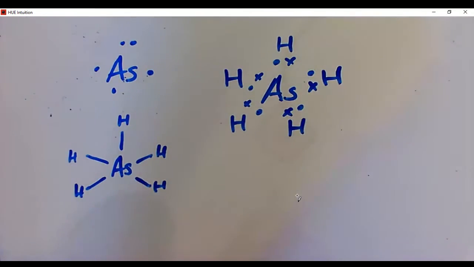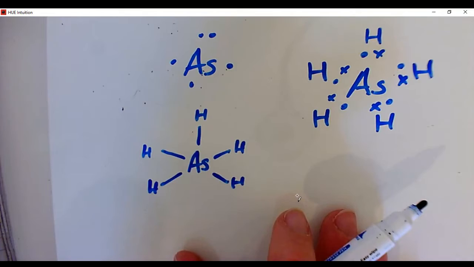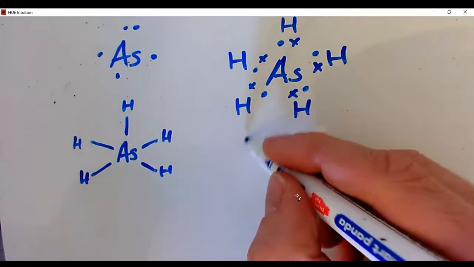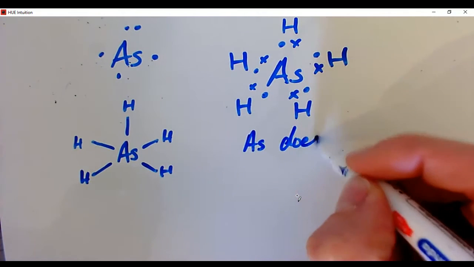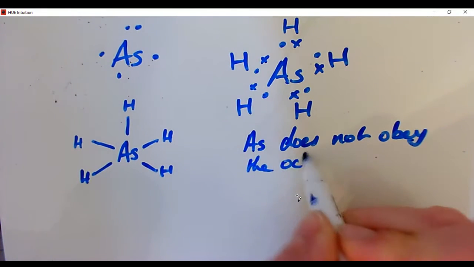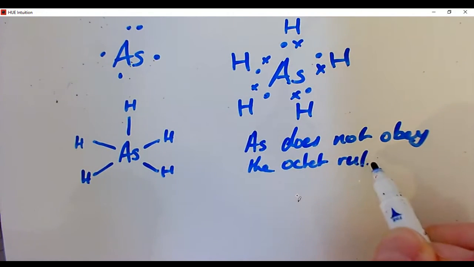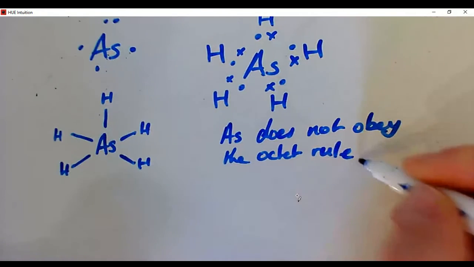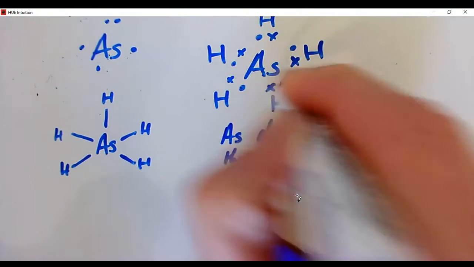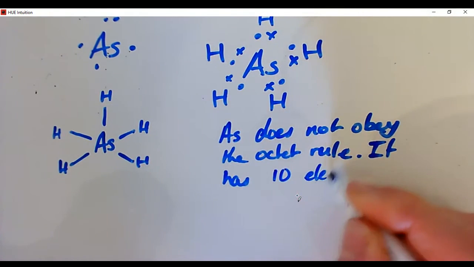Here I've just done dots and crosses; I know some of you prefer to do the shells, and I get it, it's tidier looking. I'm just in my habits from the past. So you've got 5 single covalent bonds to hydrogens. If you look here, arsenic does not obey the octet rule. In other words, it has more than 8 electrons in its outer shell. It has how many? It has 10 electrons in its outer shell.